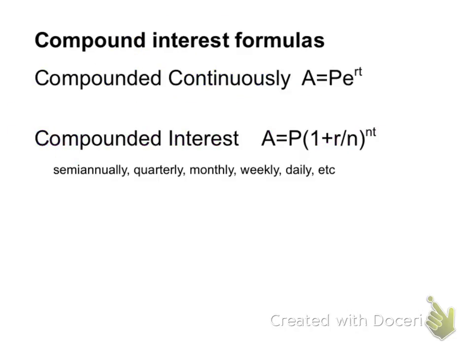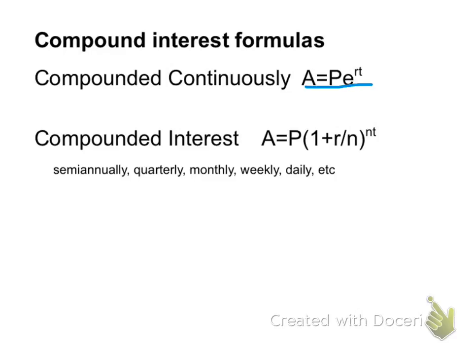When reviewing compound interest, the two things you're going to want to know are the formulas. The first one is if you are compounding continuously, you will be using A equals P e to the rt power, where A is your outcome, P is your principal, your initial value, e is that arbitrary value, R is your rate, and T is your time.